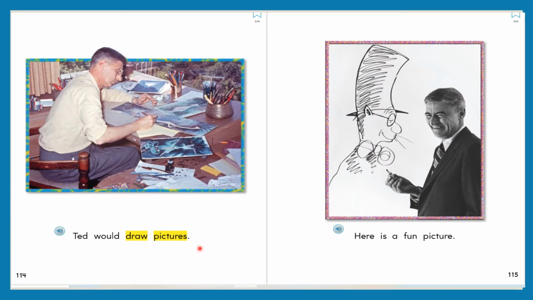Ted would draw pictures. Here is a fun picture.